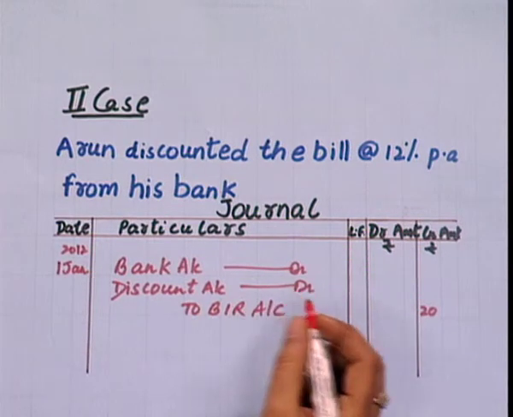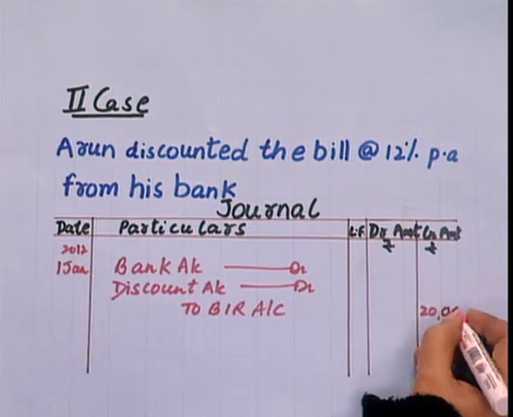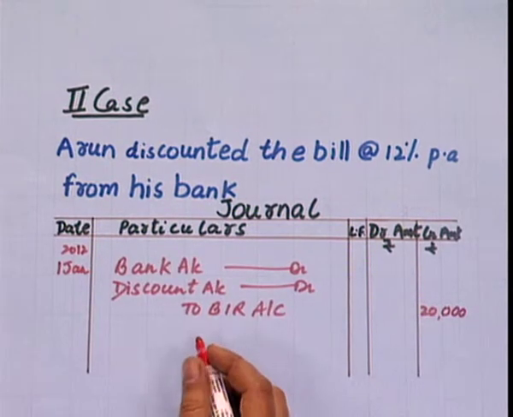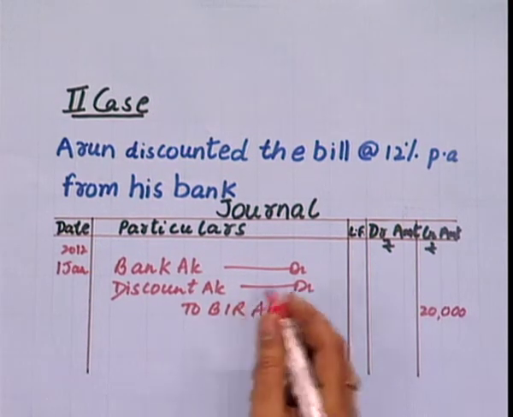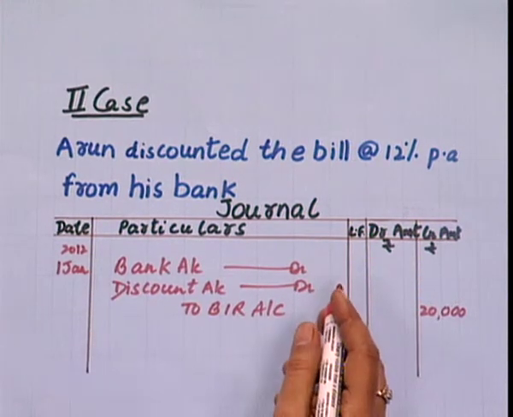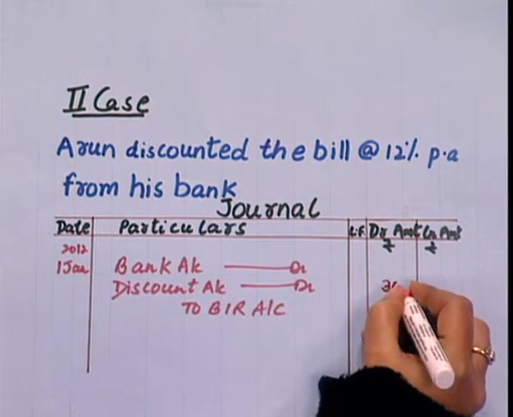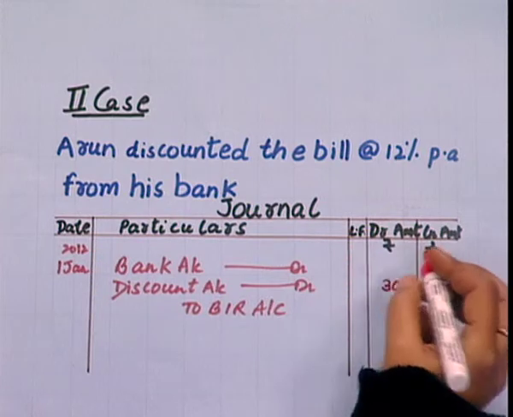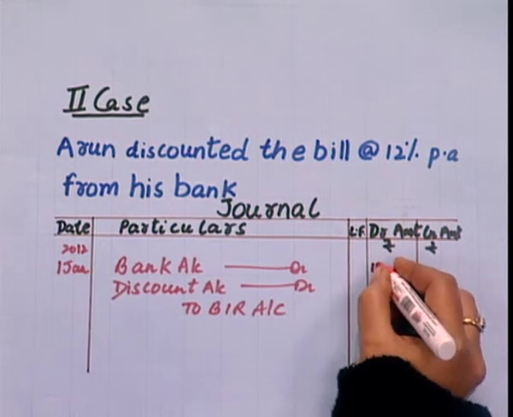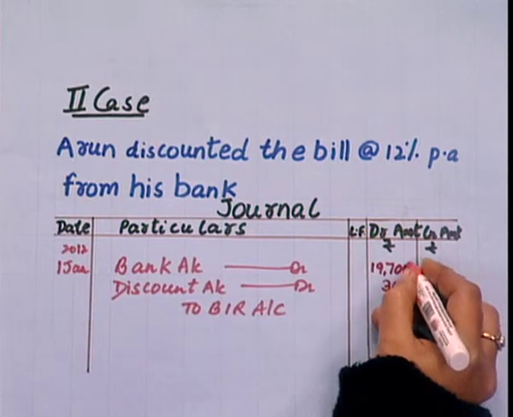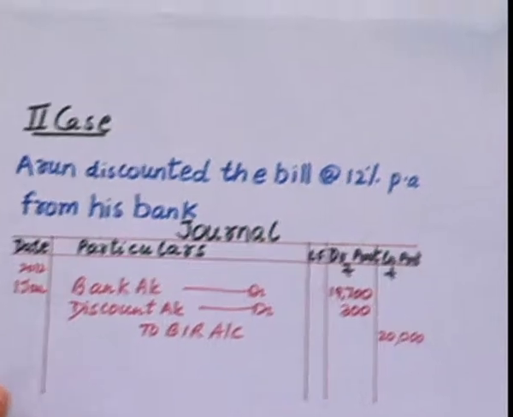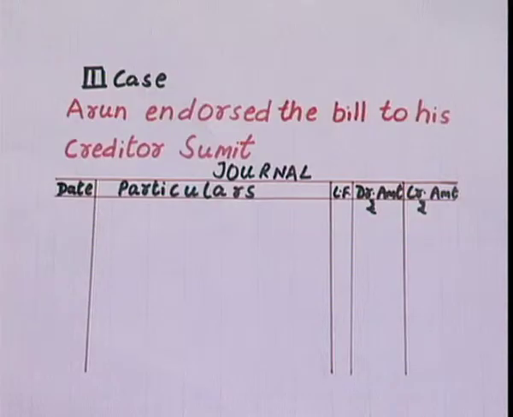If you remember, we had drawn the bill for rupees 20,000. Now, we are getting it discounted from the bank at 12%. This bill was drawn for 3 months. So, while calculating the discount, it will be calculated at the rate of 12% for 3 months, which comes out to rupees 300. That means our bank account will be debited with rupees 19,700.